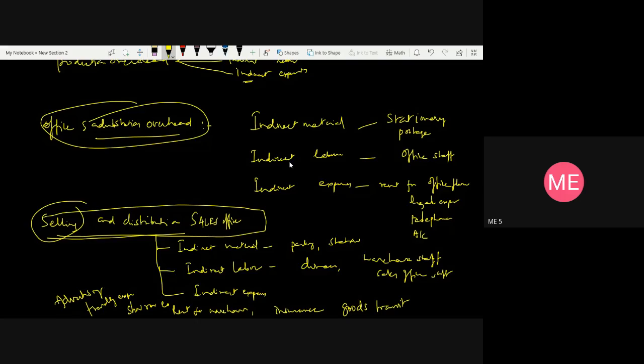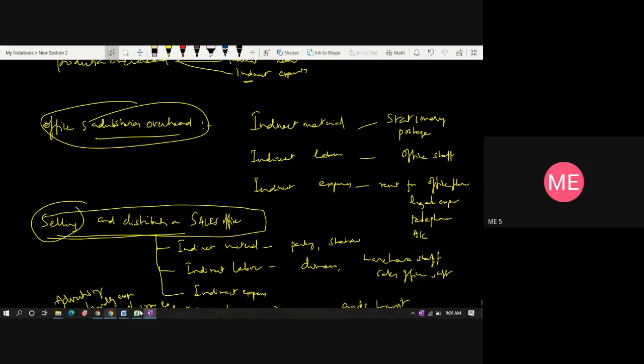Okay. So once again, these overheads are divided into two things: fixed overheads and variable overheads, which we'll discuss in the next class.